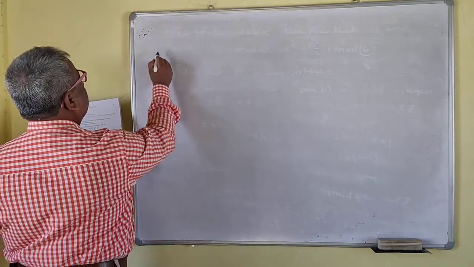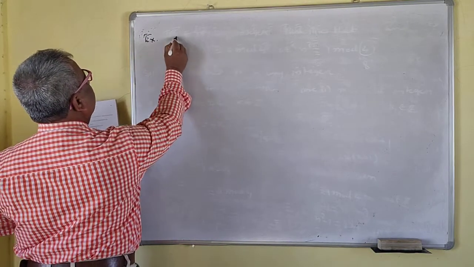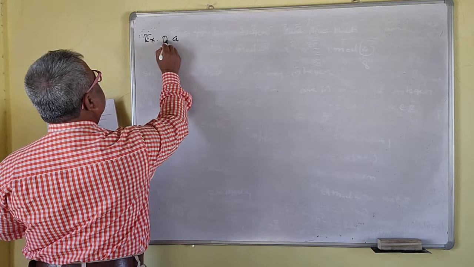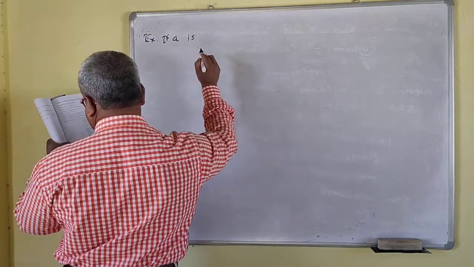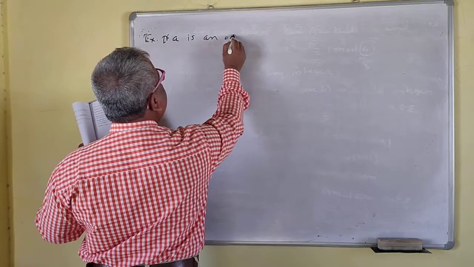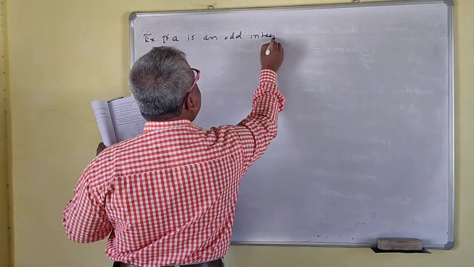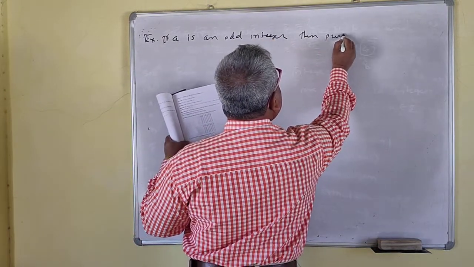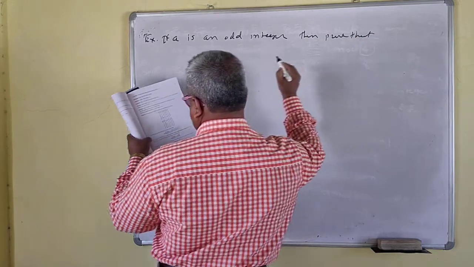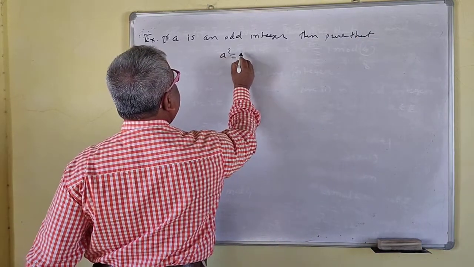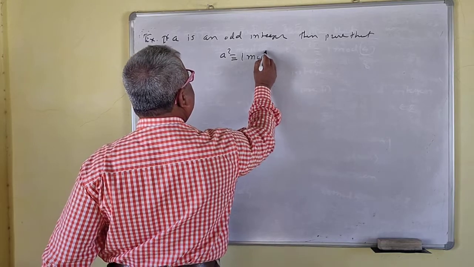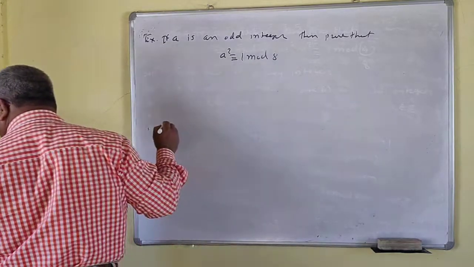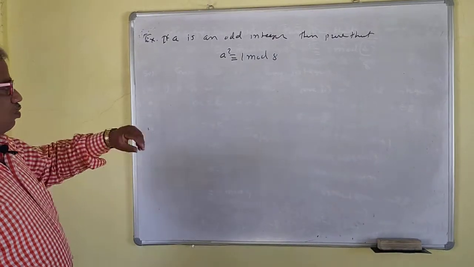Now here is the problem. If a is an odd integer, then prove that a square is congruent to 1 mod 8. Now here is the solution.